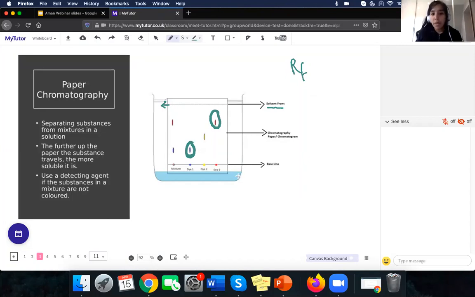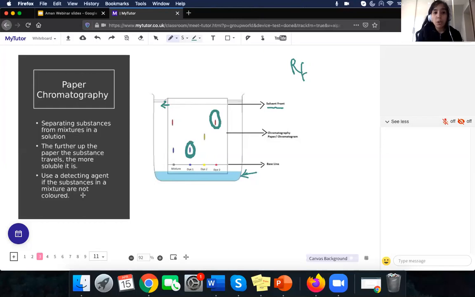Does anyone know why we keep the solvent below the pencil line? Why when we submerge the paper, we always keep the solvent below the pencil line? Yep, someone said it would dissolve into the solvent. So actually it's to do with these dots of dye. If the solvent reaches the dots of dye, they would just dissolve in that solvent, and we don't want that. We want the paper to take up that solvent and allow the dyes to travel. So it's about not allowing these dyes to dissolve in that solvent.